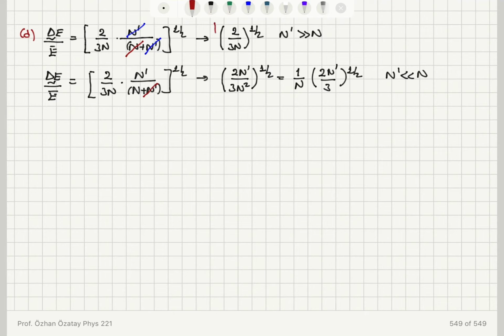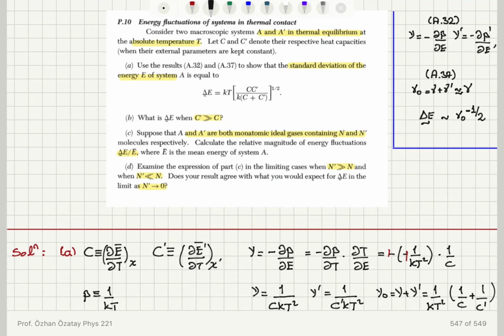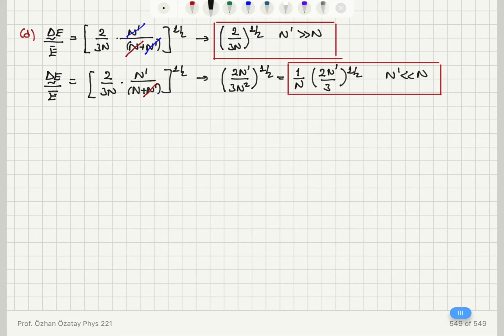So I have the two answers here for these two limits for the relative magnitude of fluctuations. Now the question is, what happens if n prime is 0? So if n prime is 0, we would have delta E tilde over E bar, that is n prime is also much less than n, it is 0, it will become 0. So that means there would be no energy fluctuations.